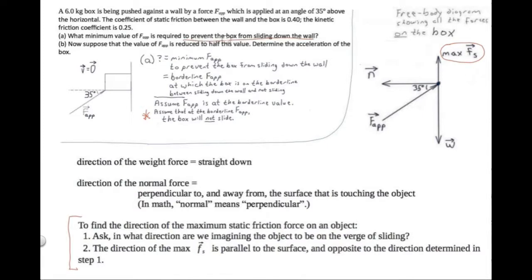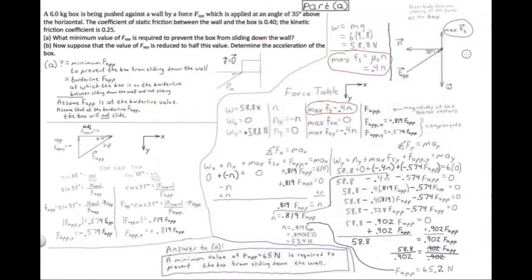To prevent the box from sliding down the wall, the maximum static friction has to point up the wall. Since we're applying maximum static friction, we use this special formula for the magnitude of the maximum static friction to represent the magnitude of the maximum static friction in the first row of our force table. Since we assume that the box does not slide in part A, we can substitute 0 for both A sub x and A sub y in our Newton's second law equations.